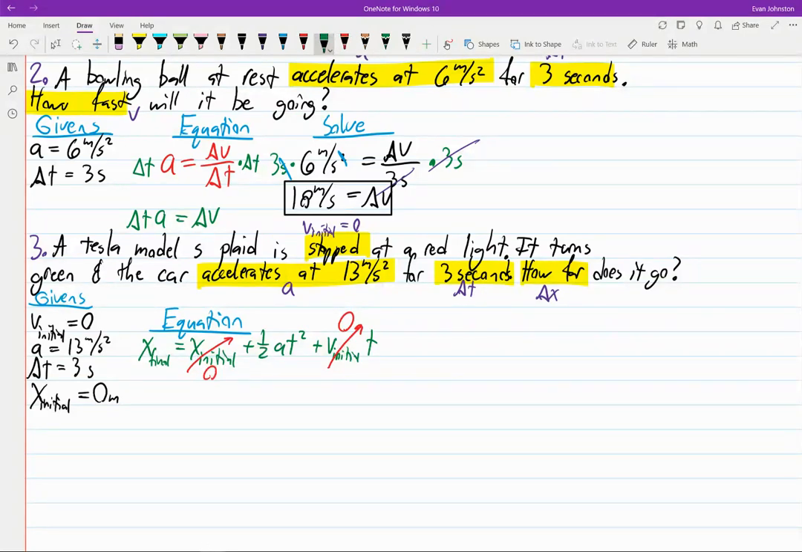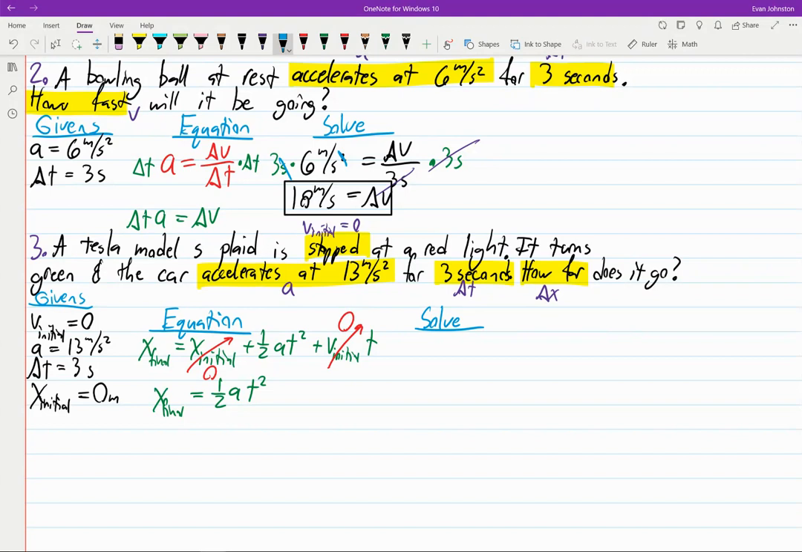So I'm just going to rewrite it cleaned up. X final equals 1/2 AT squared. Now, does that work? We want to find where it is, how far it has gone. So that works. We're trying to find X final, and we need to know the acceleration and the time. We know the acceleration, we know the time. That's it. Money right there. Let's plug in and solve this thing.